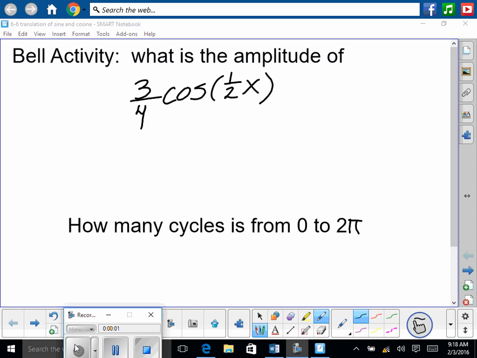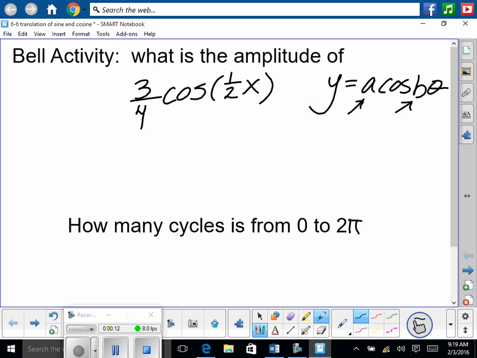x, but that's okay. It's the same type of deal, right? So we know that functions for cosine and sine have the form a cosine of b theta x. Theta is just a variable just like x. That's my amplitude. That's the number of cycles from 0 to 2 pi. So once again, what's my amplitude?